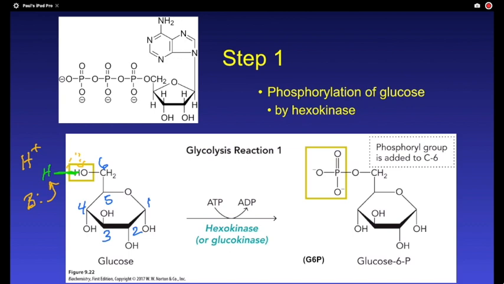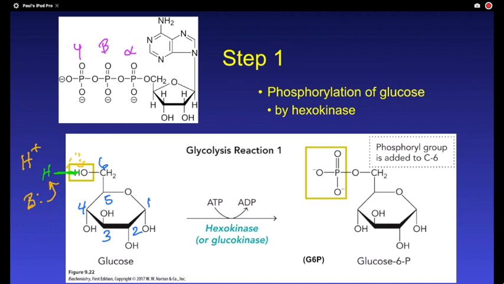Now, the ATP has 3 phosphates. How do we designate them differently? What do we call them? Alpha, beta, and gamma. Okay, so here is the alpha, here is the beta, and there is the gamma. All right, alpha, beta, gamma. Sounds kind of like a sorority.